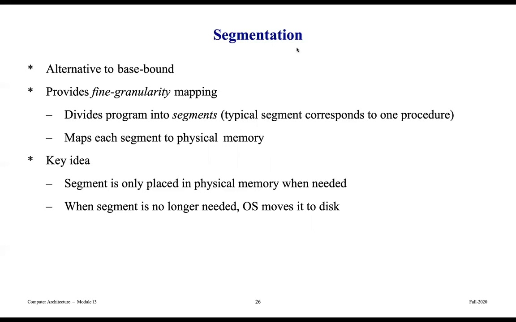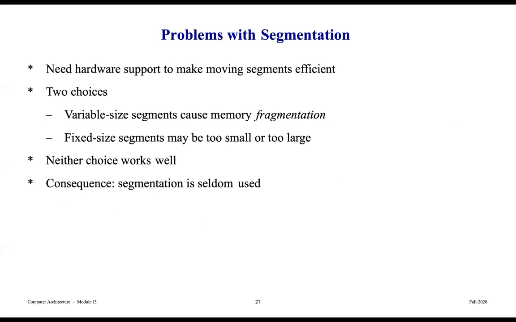Well, let's talk about segmentation. It's an alternative to the base-bound approach. It provides fine granularity mapping. It divides a program into segments. A typical segment corresponds to one procedure. So how many of these little pieces of the physical memory puzzle, if you will, are you using? It maps each segment to physical memory. The key idea is a segment is only placed in physical memory when it's needed. When the segment is no longer needed, the OS moves it to disk. So it can give you the potential of more of your random access memory, your RAM, being available.